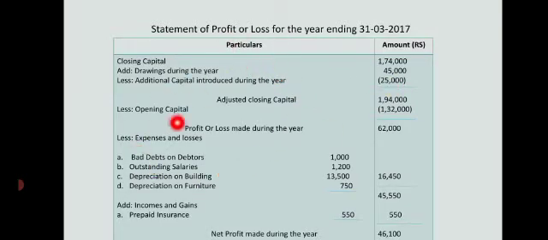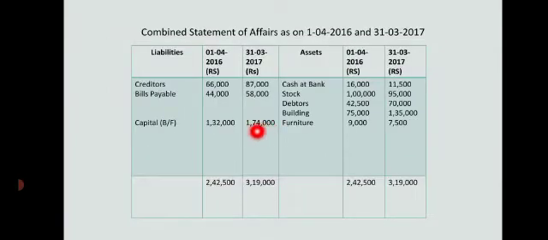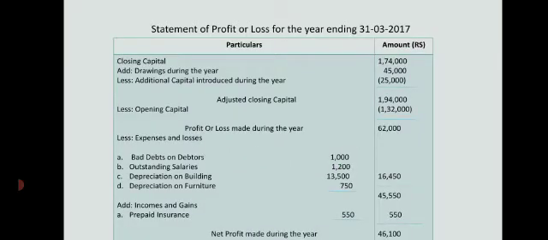There is a particular format which I have already explained to you in the previous class also, and before starting this particular problem I have given you the format once. So let us start with statement of profit or loss. So first we will take closing capital. We have already worked out opening capital as well as closing capital. So closing capital is 1,74,000.